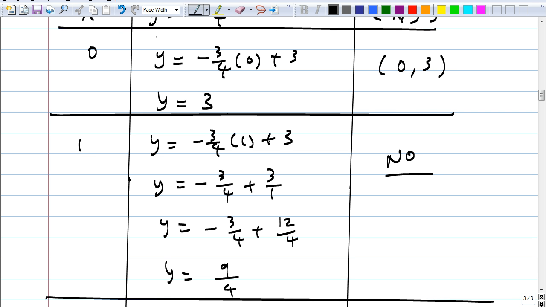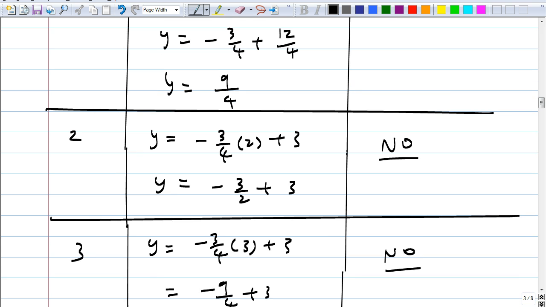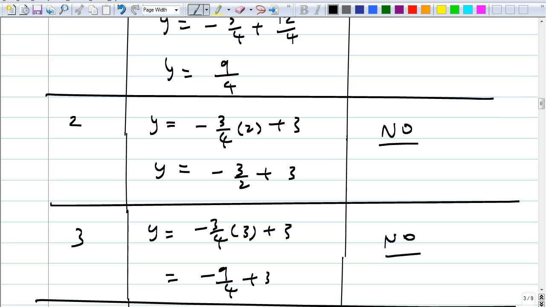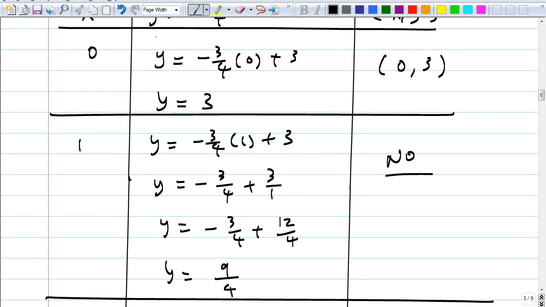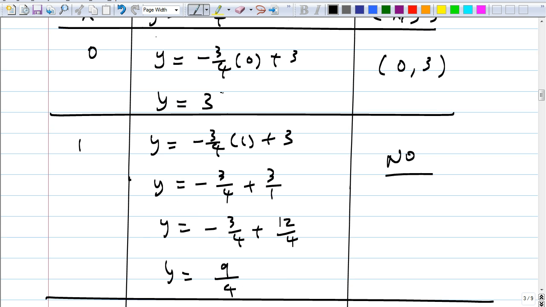Do you think I'm going to plug in 2 next? No. Do you think I'm going to plug in 3? No, look, I can show you. If I plug in 2, it's going to be some fraction. If I plug in 3, it's going to be some fraction. It can't be my solution. Guess what I'm going to plug in? Why 4? Look at the number in front of x. We need to plug in multiples of 4 so that it cancels out with the denominator, right?